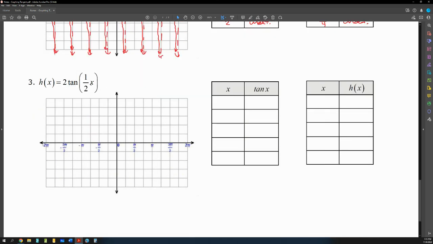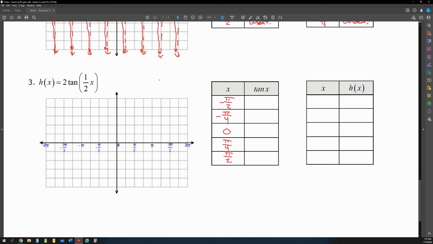We have 2 tangent of 1/2 x. So if I'm looking at the transformations here, this is a vertical stretch by a factor of 2, and we have a horizontal stretch by a factor of 2. We'll start with the parent function. Remember, that goes from negative pi halves to pi halves. The period is pi. So we have negative pi halves, negative pi fourths, 0, pi fourths, pi halves.